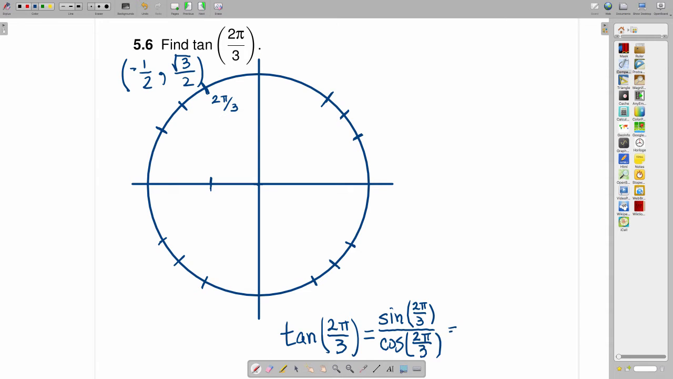Coming back down to here, the sine of 2 pi over 3, that is going to be the second coordinate, square root of 3 over 2. And the cosine of 2 pi over 3, that is going to be -1/2. Notice that the 2's cancel, and you are just left with negative square root of 3. Negative square root of 3 is the tangent of 2 pi over 3.